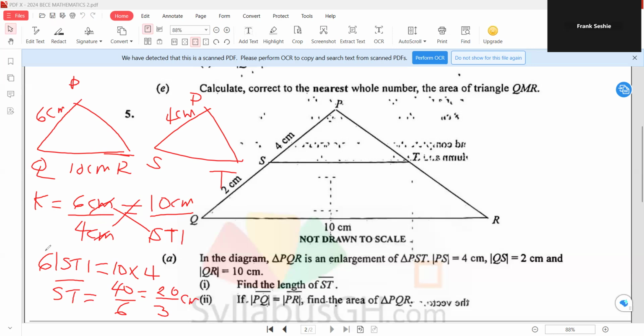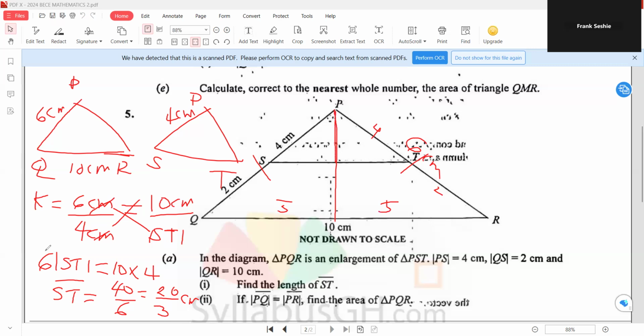Now, the next question is saying that if PQ is equal to PR, it means that it makes the triangle isosceles. This is also 6 cm, or 4, 2. If I draw a line from this to this, that line becomes a line of symmetry. Because for an isosceles triangle, the unique feature is that the line I've drawn from P divides QR into 2 equal parts. 5, 5, right? And now to find the area of PQR, I need the height.